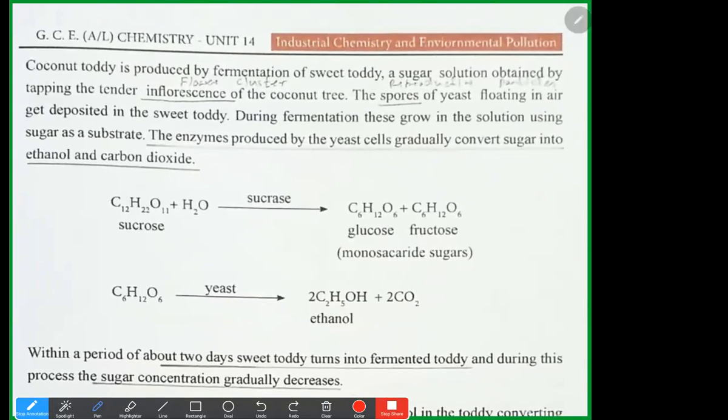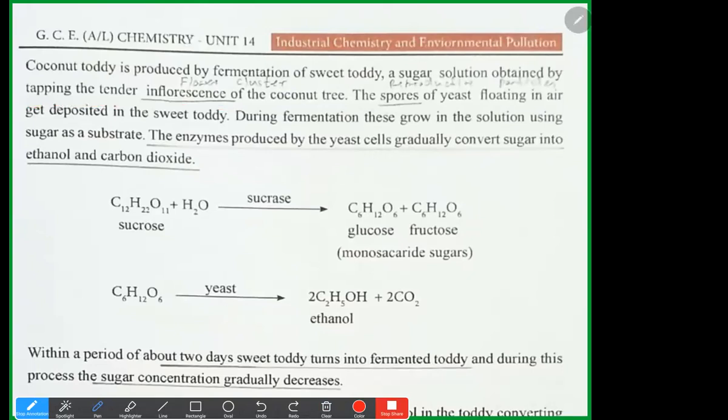Okay. Coconut toddy is produced by fermentation of sweet toddy, a sugar solution obtained by tapping the tender inflorescence of the coconut tree. Soft flowers of the coconut tree we are cutting. Have you guys seen this, even on TV or somewhere, that they are cutting these flowers? When you are tapping the flowers, it's just dripping the juice. That juice is sweet, and that's what we are using to make this toddy.